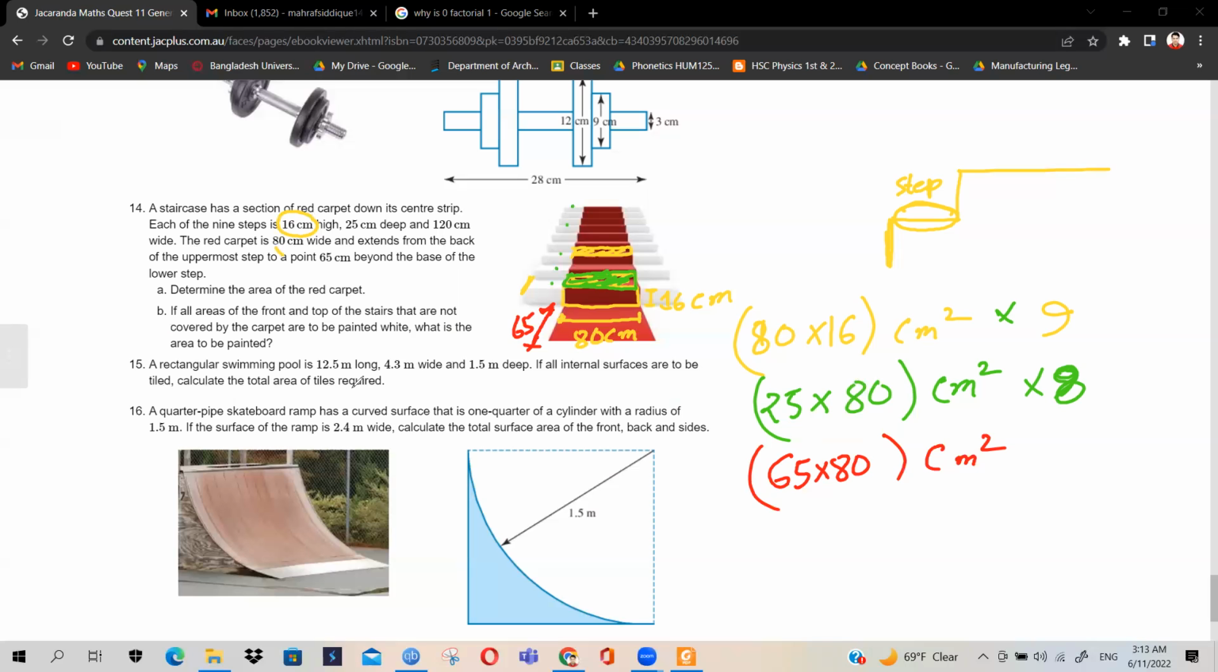Okay, so you have to be very careful about that. Understand? If all areas of the front and top of the stairs that are not covered by the red carpet are to be painted white, what is the area to be painted? Okay, this is very easy. You have to calculate the area of the stairs, in the way you calculate the area of red carpet, and just subtract the values. Nothing new here.